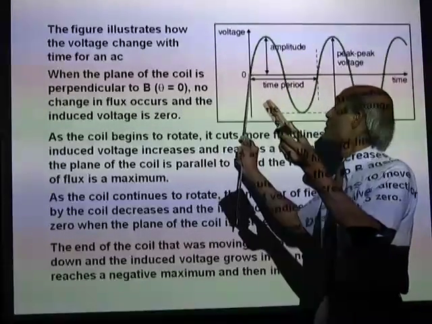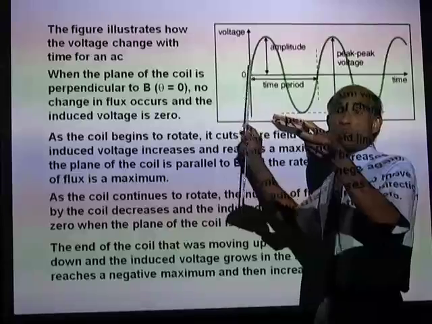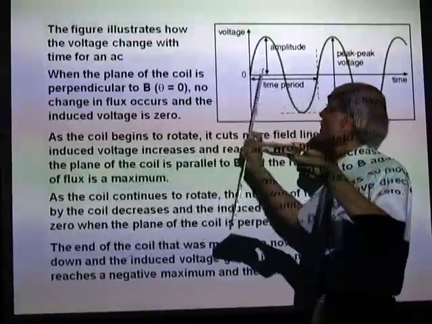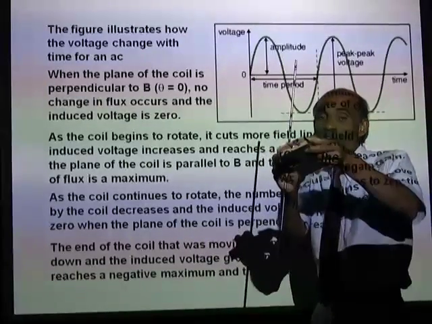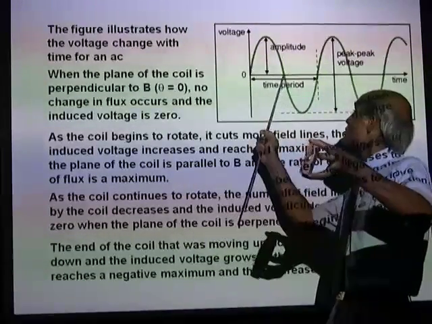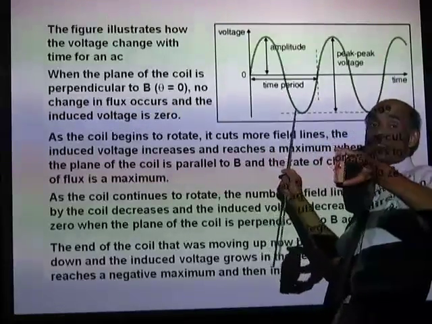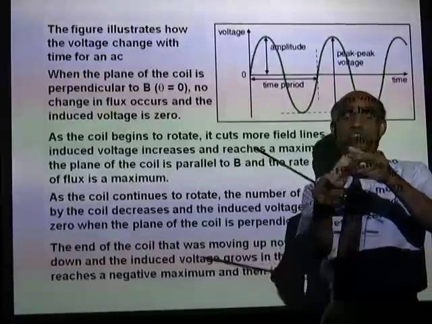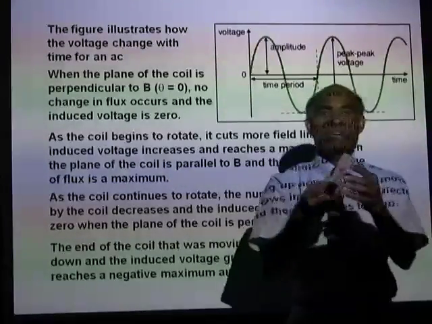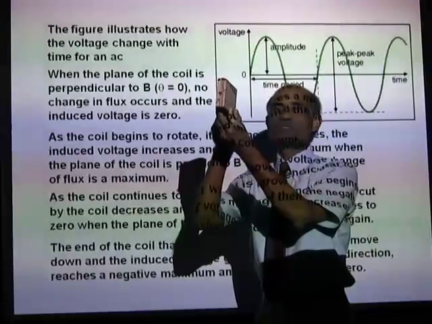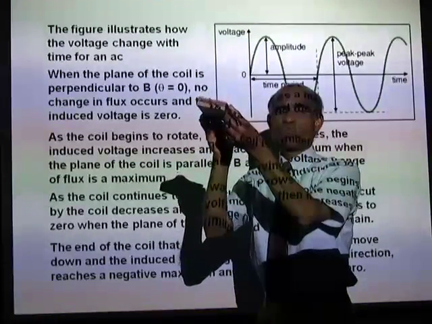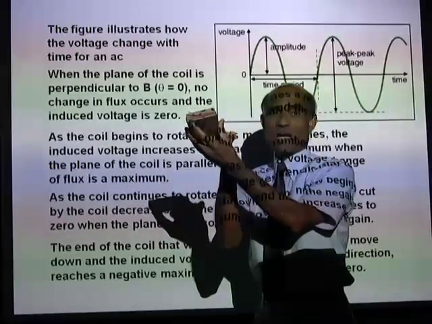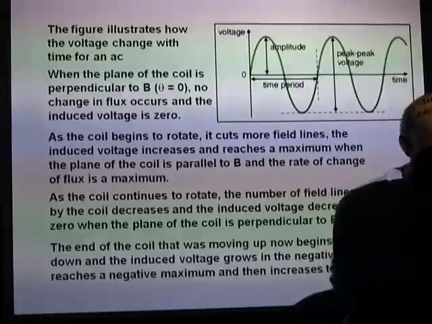Now, the induced EMF increases, reaches a maximum when the number of lines of force cut are maximum, and then the coil begins to rotate in the opposite direction. The EMF increases in the negative direction and comes back to 0 when the rotation is complete. So once again, the induced EMF is 0, maximum, 0, negative maximum, and back to 0 for one complete rotation.